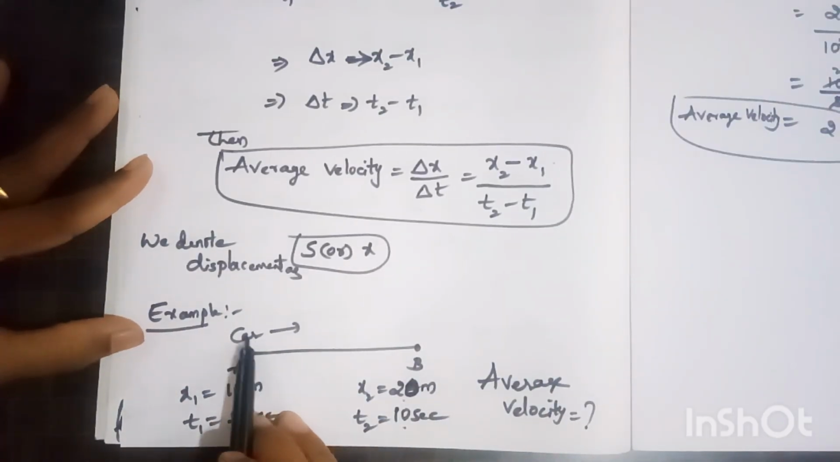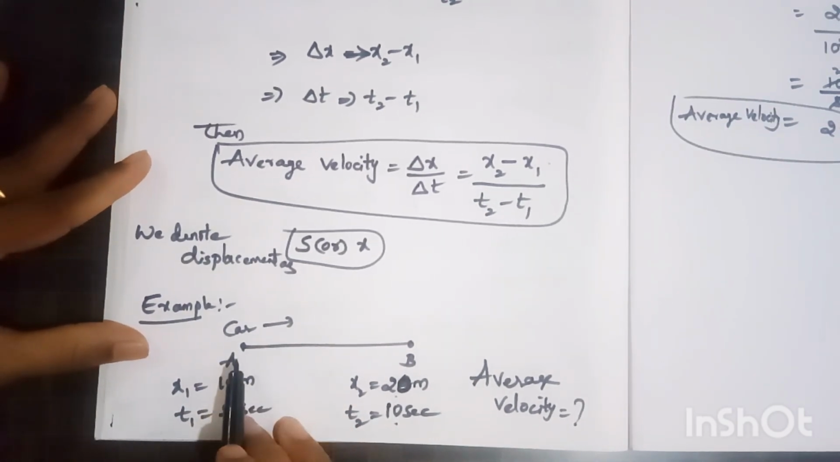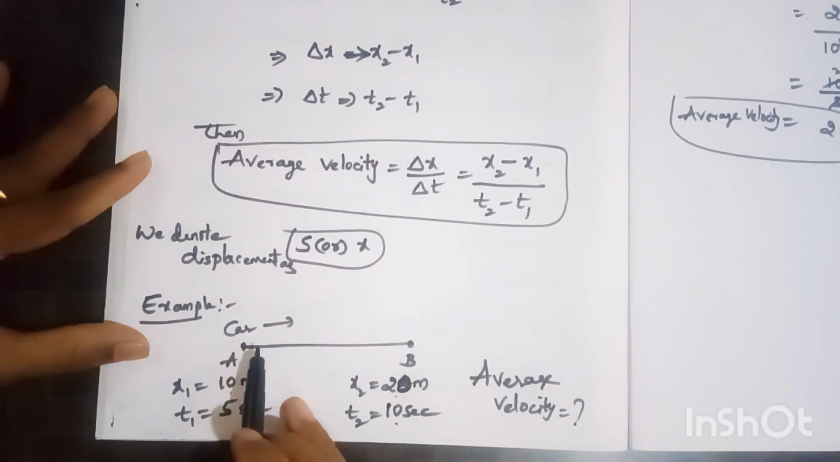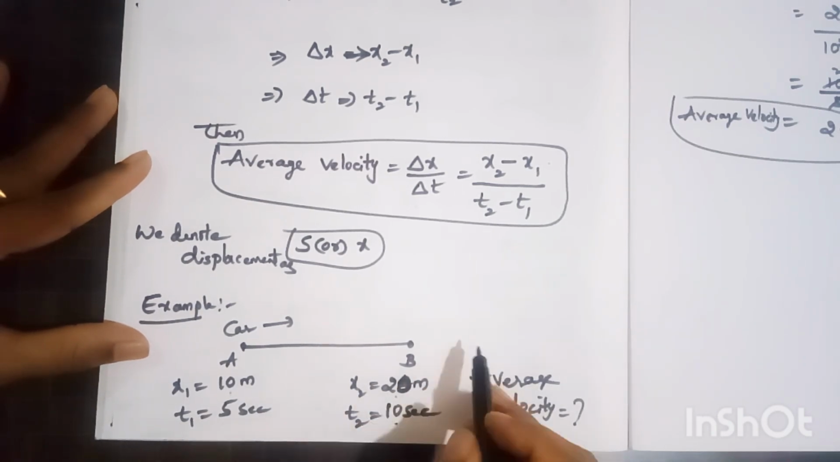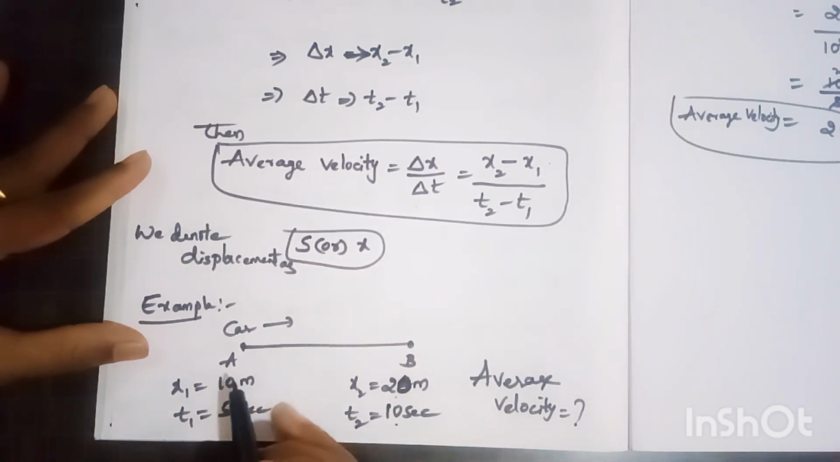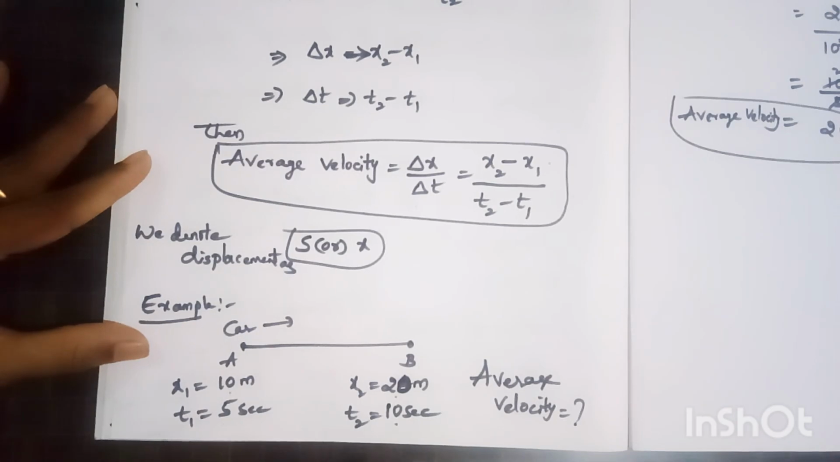I am going to explain one example based on average velocity. Suppose a car is moving from A to B. Here A is the initial position and B is the final position. The car moves from the initial position with a displacement of 10 meters and reaches the final position with a displacement of 20 meters. For the initial displacement it takes a time of 5 seconds. For the final displacement it takes a time of 10 seconds. Now we are going to find the average velocity.